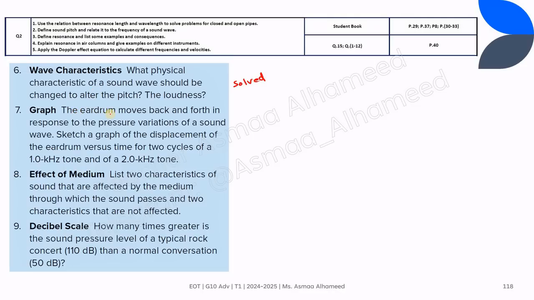Let's see question 7. The eardrum moves back and forth in response to the pressure variations of a sound wave. Sketch a graph of the displacement of the eardrum versus time for 2 cycles of 1 kilohertz tone and 2 kilohertz tone. So the graph we will draw will look something like this. So we will have displacement here in meters, and we will have time here in seconds. Now the first one needs to be found in terms of period.